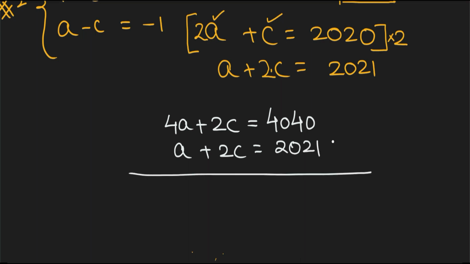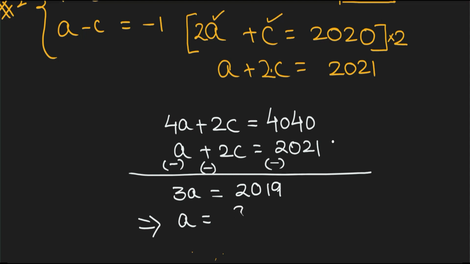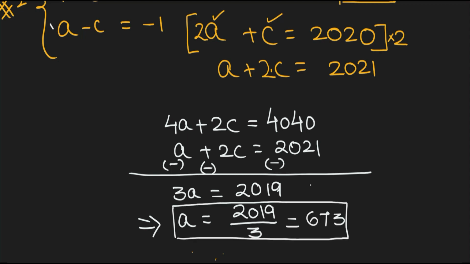Let us subtract equation number 2 from equation number 1. Then we can write this as 4A minus A, that is 3A, plus 2C minus 2C. This will cancel out. 4040 minus 2021, that is 2019. Now we can find the value of A is equal to 2019 divided by 3 is equal to 673. We can find the value of C from this equation by putting the value of A, 673, from here.